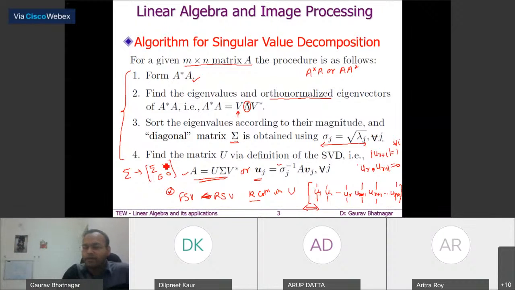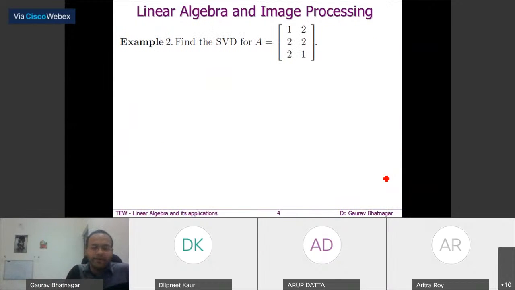So the same algorithm can be used for the reduced SVD as well as for the full SVD. For the full SVD, you need to find these vectors so that you achieve the full dimensions of matrices U and V. Okay, so now let us take a very simple example for SVD again in today's lecture.